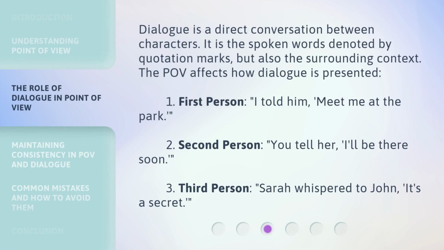Dialogue is a direct conversation between characters. It is the spoken words denoted by quotation marks, but also the surrounding context. The POV affects how dialogue is presented. 1. First person, I told him, meet me at the park. 2. Second person, you tell her, I'll be there soon. 3. Third person, Sarah whispered to John, it's a secret.